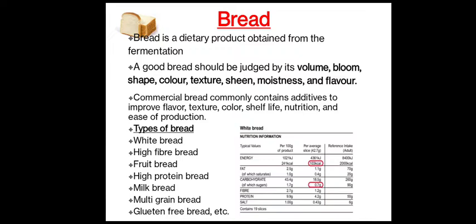Bread. Bread is a dietary product obtained from fermentation. A good bread should be judged by its volume, bloom, shape, color, texture, sheen, moistness, and flavor. Commercial bread commonly contains additives to improve flavor, texture, color, shelf life, nutrition, and ease of production. Types of bread: white bread, high fiber bread, fruit bread, high protein bread, milk bread, multigrain bread, gluten free bread.